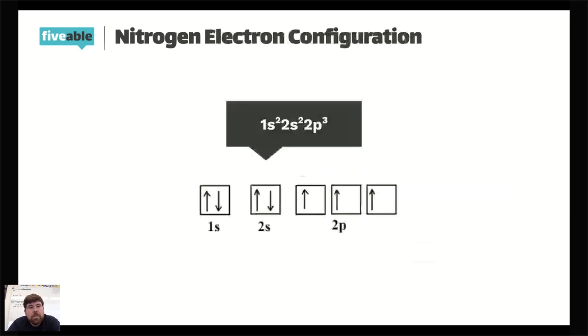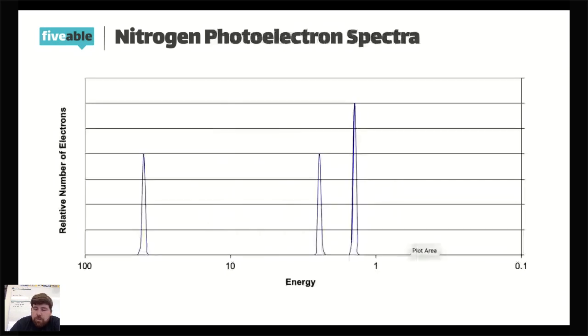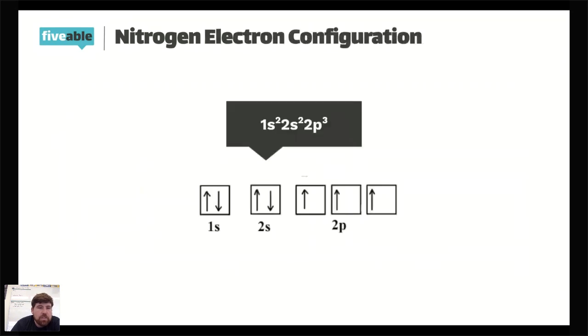So one more time, there is the electron configuration for nitrogen. There's the photoelectron spectra. And what I'm trying to illustrate one last time before we move on from our electron configuration discussion is the fact that those electrons and the electron configuration are visually represented almost equivalently to those electron configurations.